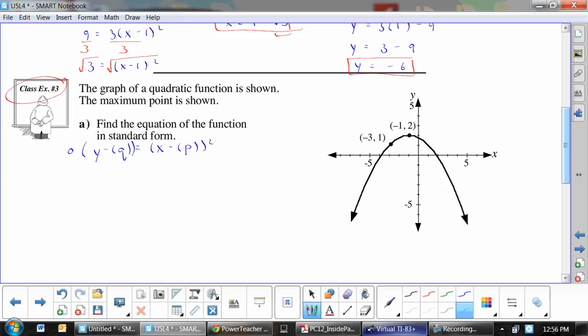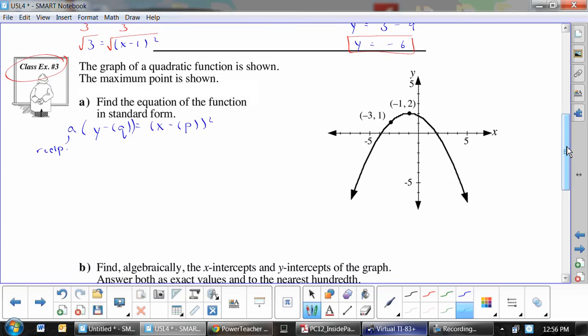And I'm going to write the a here. And I'm going to leave a note for myself that says reciprocal. Okay, and then so we know our vertex here. And so we know that this is our p and this is our q. So we can go 2, negative 1.